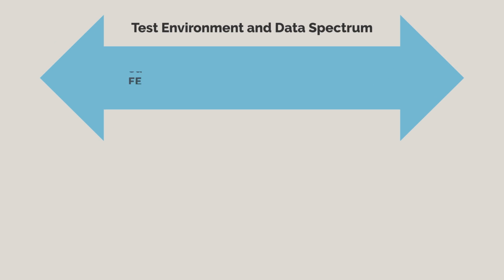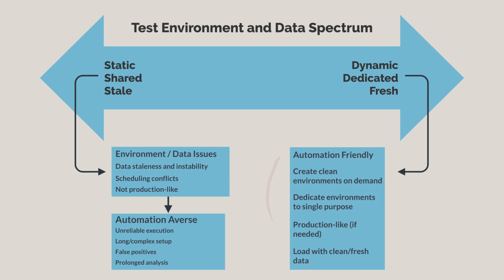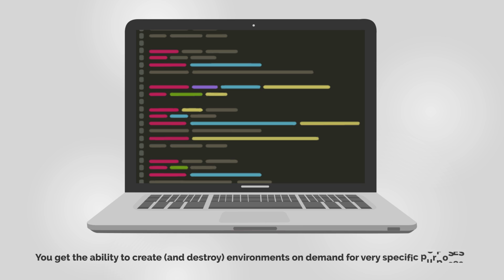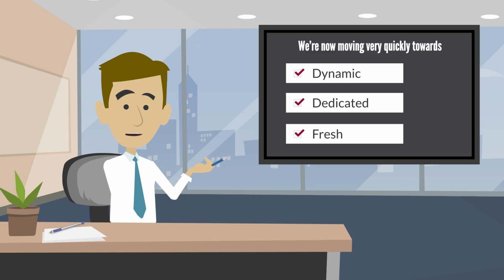Test environment management is a pretty big topic, but for today I want to focus on some of the technologies that allow us to move to the right on that spectrum towards dynamic, dedicated, and fresh environments. Modern platform technologies like virtual machines and containers, combined with the scalability of the cloud, begin to give us the ability to move away from the large, static, shared environments of our past. When you combine these platform technologies with another important DevOps technology, infrastructure as code, you get the ability to create and destroy environments on demand for very specific purposes. We're now moving very quickly towards dynamic, dedicated, and fresh environments, which is going to give us a solid base on which to execute effective automated test suites.